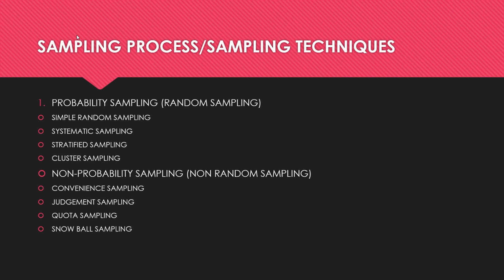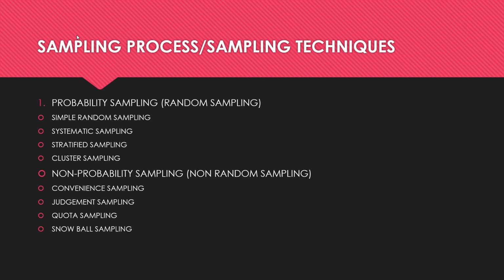There are two types of sampling. The first one is probability sampling, also known as random sampling, and another one is non-probability sampling or non-random sampling. So what do you mean by probability sampling? Probability sampling is nothing but that every member of the population has a chance of being selected. That is known as probability sampling. So every member of the population has a chance of being selected.